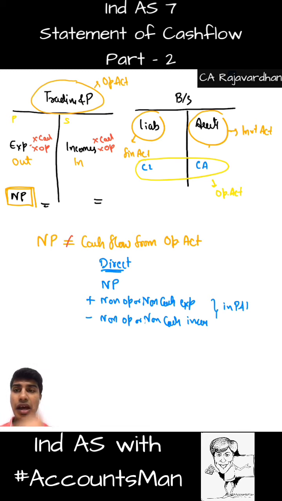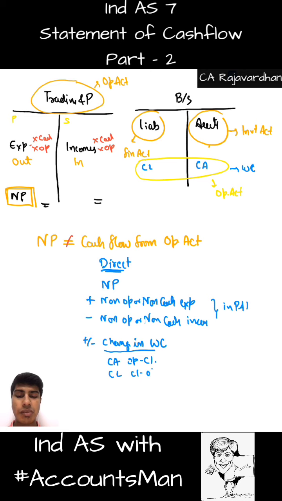So what we do is, after we write this specific direct cash flow identified as net profit plus non-operating or non-cash expenses minus non-operating and non-cash incomes, we basically add or subtract for changes in working capital. Working capital basically means what? Our current assets minus current liabilities. How do we do these changes in working capital? Simple. It is the difference between current assets and current liabilities. If I have to tell you the straight away shortcut, with respect to current assets, we should do opening minus closing. With respect to current liabilities, we should do closing minus opening.